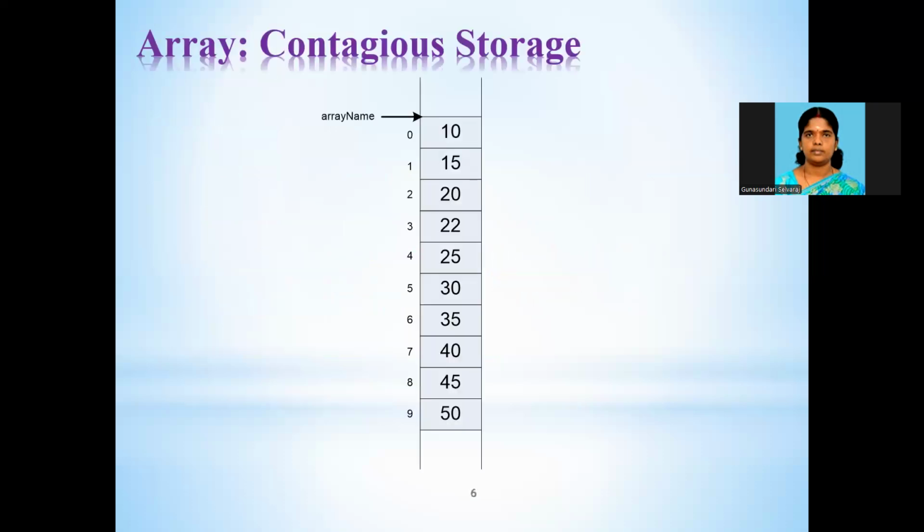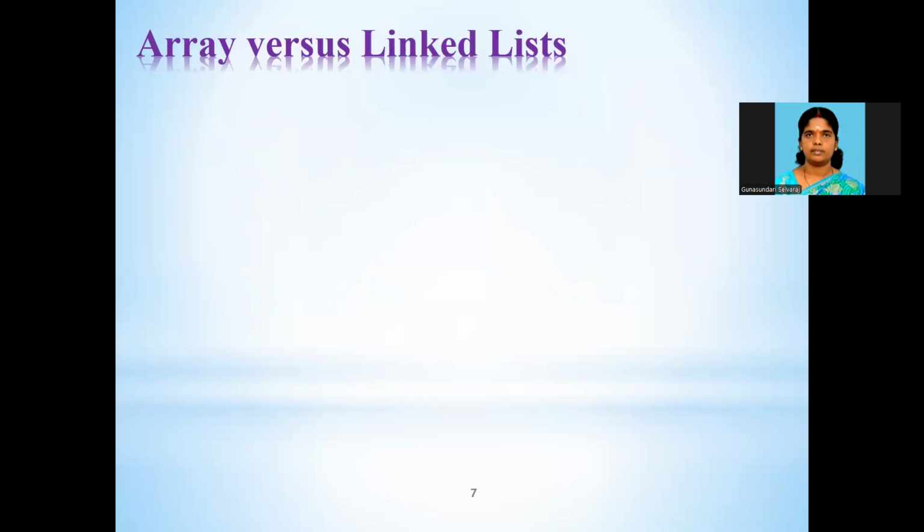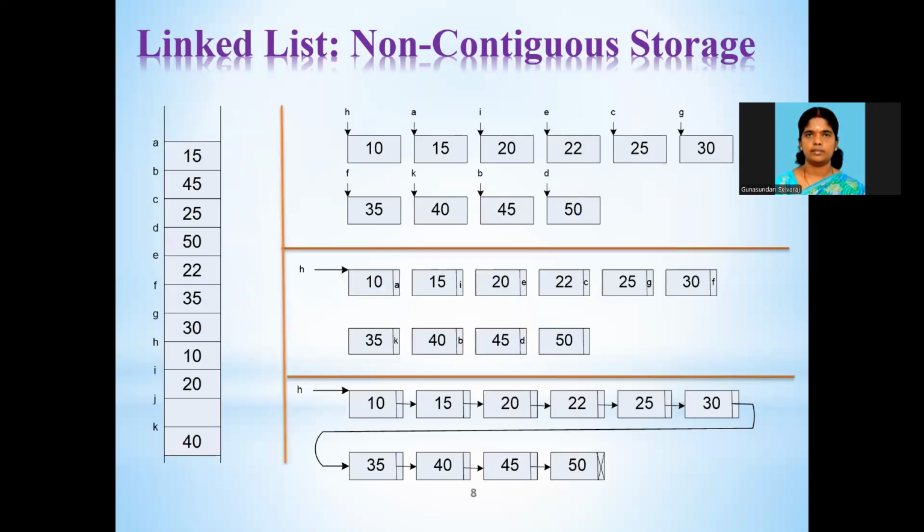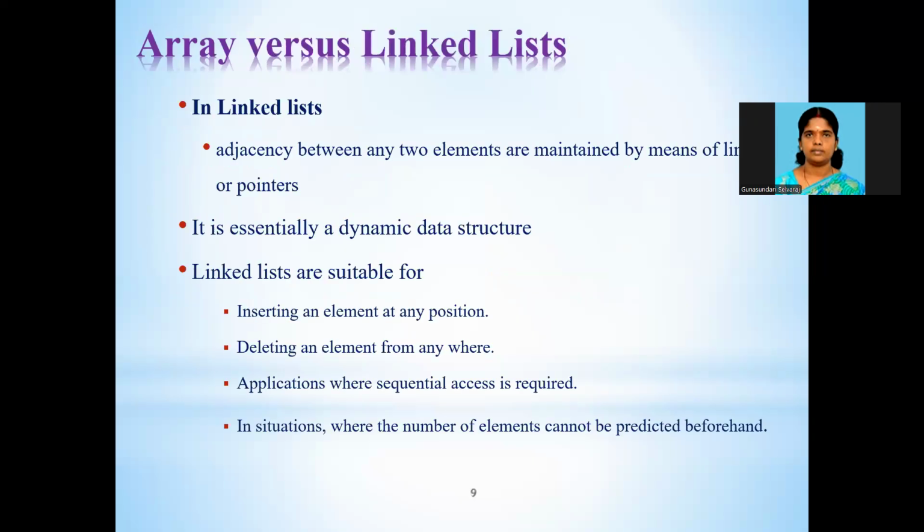In case of array, as we discussed in the last class itself, it is a continuous storage location. But in case of linked list, it is not a continuous storage location. So the main thing here is, in linked list, adjacency between any two elements is maintained only by means of pointers, because memory is not stored in a continuous manner in linked list.